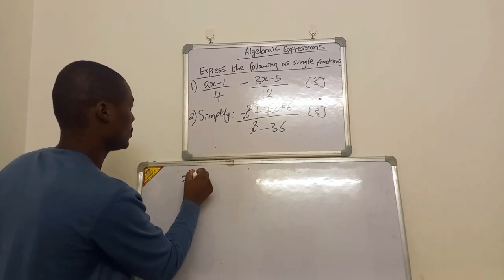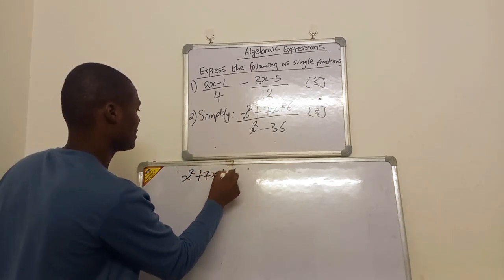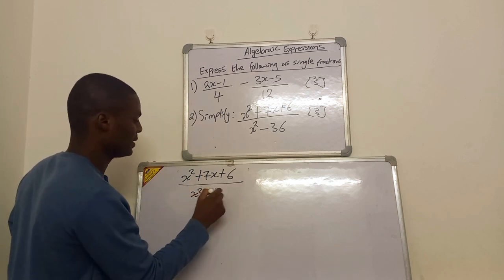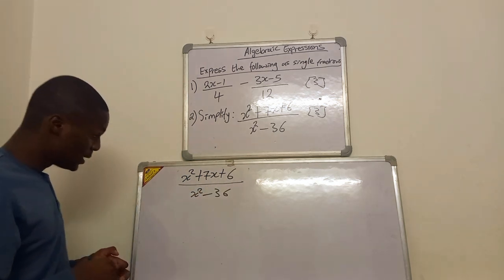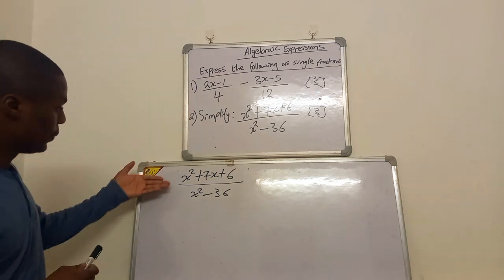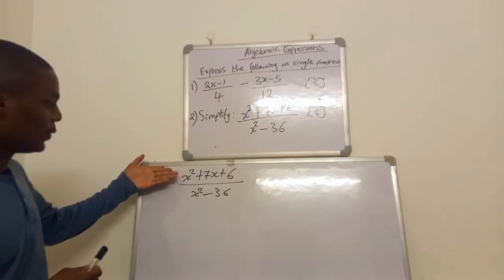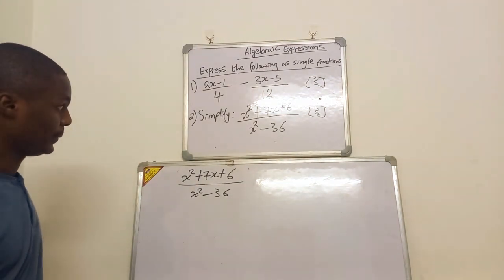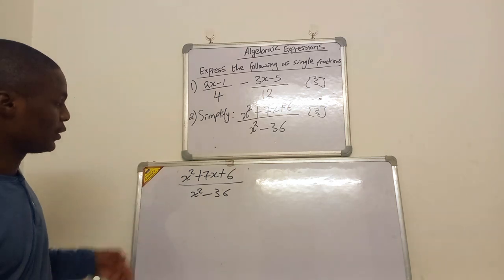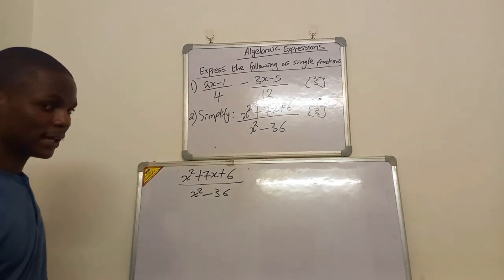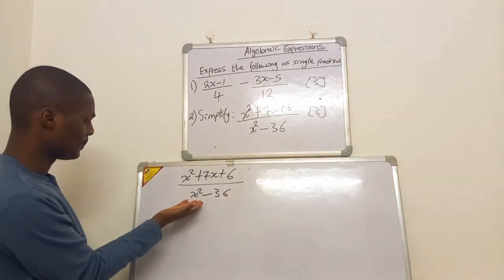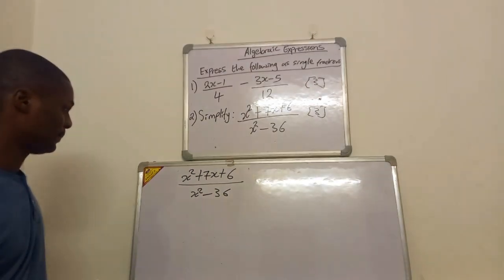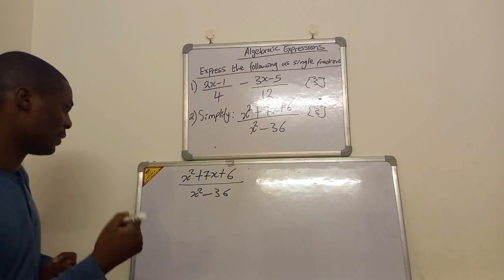So we have x squared plus 7x plus 6 over x squared minus 36. Here we have a quadratic expression as our numerator and as our denominator. So what are we going to do? We can factorize the numerator, we can also factorize the denominator, because you can see this is a difference of two squares, your denominator x squared minus 36. Okay, so let's factorize our numerator.